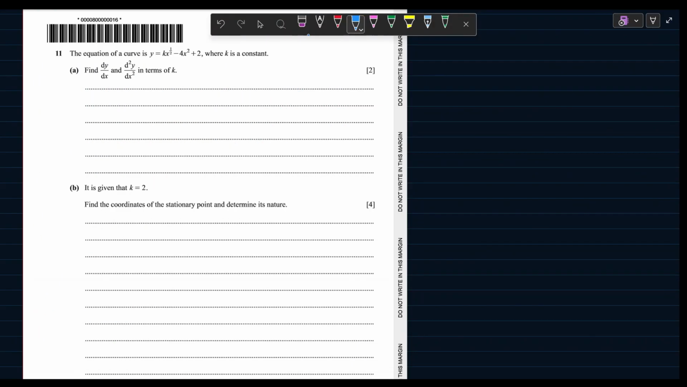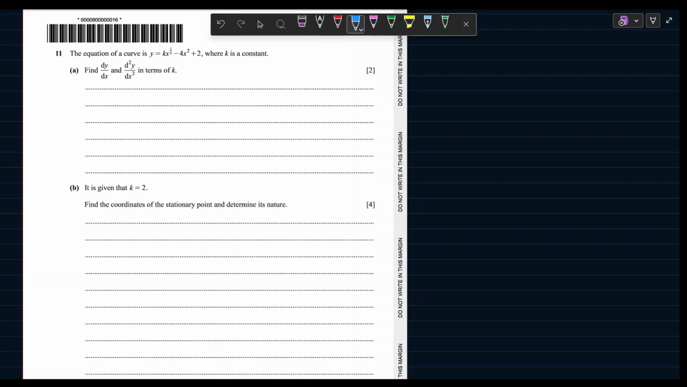Number 11, the equation of a curve is y is equal to kx to the half minus 4x squared plus 2, where k is a constant. Part A, find dy/dx and d squared y/dx squared in terms of k. Alright, so we are just differentiating. We're finding our first derivative and our second derivative.